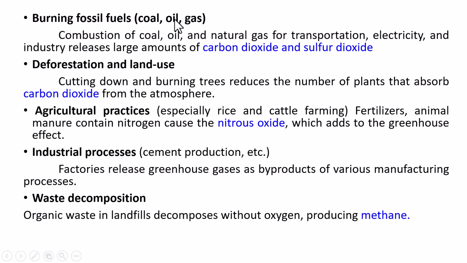Burning of fossil fuels like coal, oil, and gas. Combustion of coal, oil, and natural gas for transportation, electricity, and industry releases large amounts of carbon dioxide and sulfur dioxide. Deforestation and land use are also causing the greenhouse effect. Cutting down and burning trees reduces the number of plants that absorb carbon dioxide from the atmosphere. Agriculture practices, especially rice and cattle farming, fertilizers, and animal manure containing nitrogen cause nitrous oxide, which adds to the greenhouse effect.